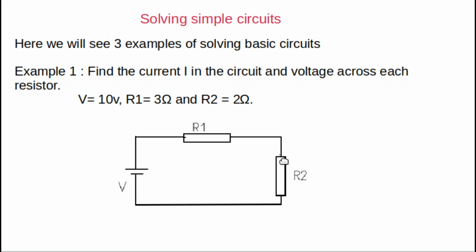So how are we going to solve this circuit? First we see that these two resistors R1 and R2 are in series. So their effective resistance will be the sum of R1 and R2. When we get the effective resistance, or the total resistance of the circuit, we can find the current in the circuit by using Ohm's law, that is V by R. So we will do it.